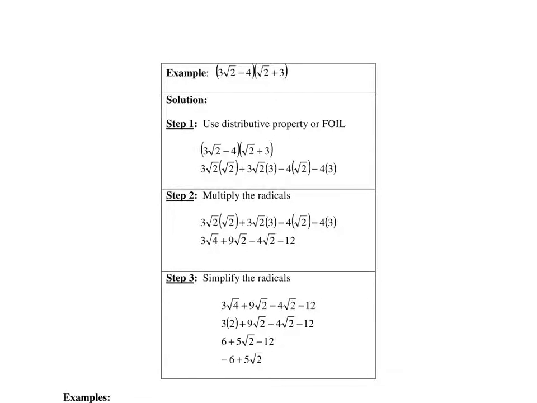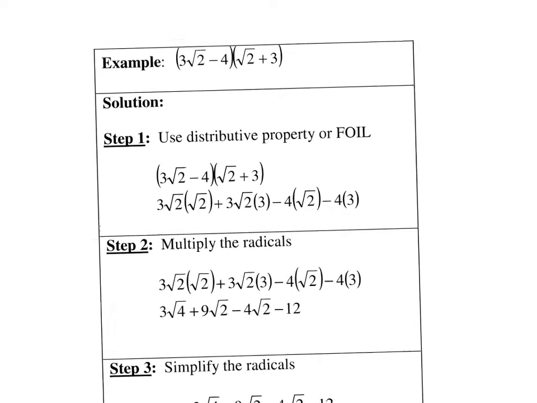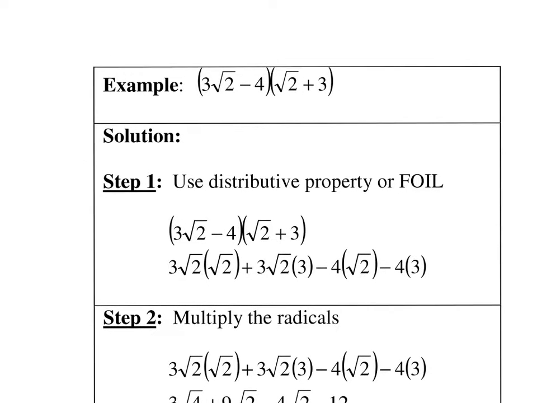Okay, here we have a binomial times a binomial, and again, it's going to be the same process that we use with variables. You may have learned this as FOIL. I call it double distributive, but you're going to multiply the first term times the first term in the second binomial, then times the second term in the second binomial, then the second term times the first term, and the second term times the second term. Like I said, you may have learned this as FOIL.